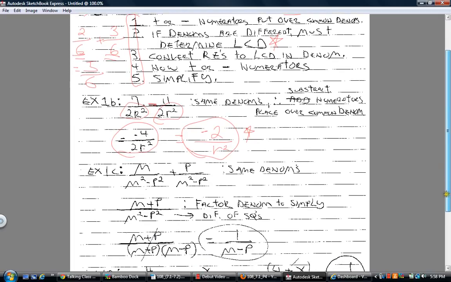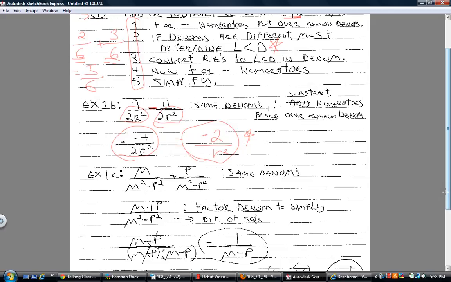We're cruising here, looking at example 1C. It looks a little tougher, but the key thing is you're adding 2 rational expressions and the denominators are exactly the same. As soon as you see that, you're in easy street. Keep the denominator. It's a common denominator if you want to call it that. Add the numerators, m plus p.